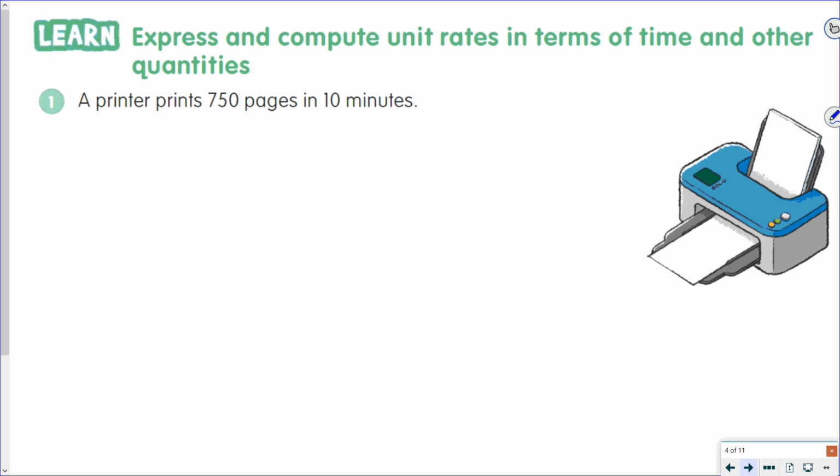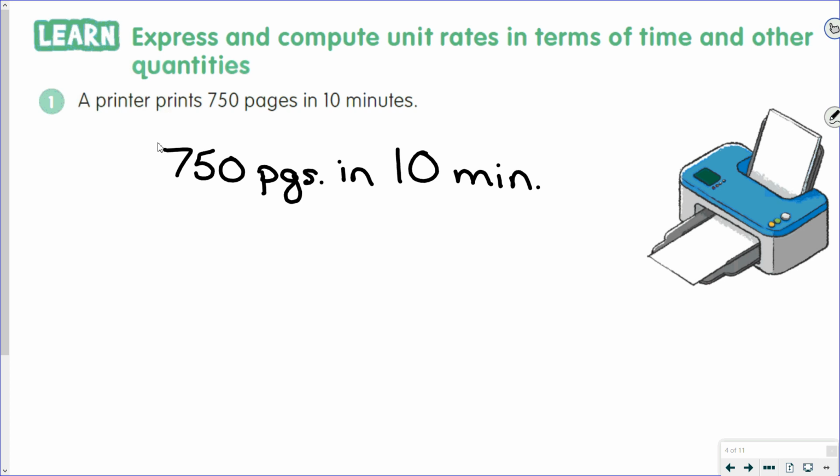All right, so now we're going to figure out how to express a unit rate. Okay? So we have a printer that prints 750 pages in 10 minutes. So I'm just going to simply rewrite 750 pages, and this is an abbreviation for pages, in 10 minutes. Well, when you have a unit rate, you usually want to take the second value. So in this case, 10, we want to take that down to 1 unit. Okay. Well, to get 10 down to 1, we have to divide by 10.